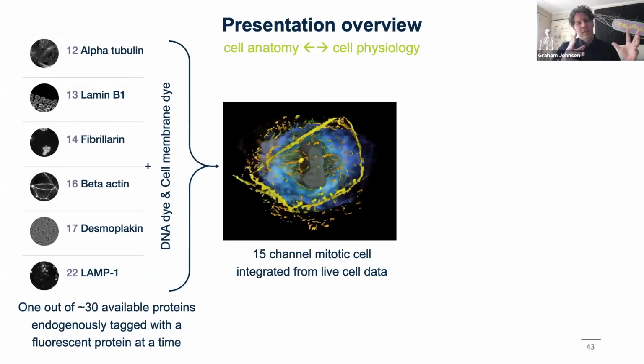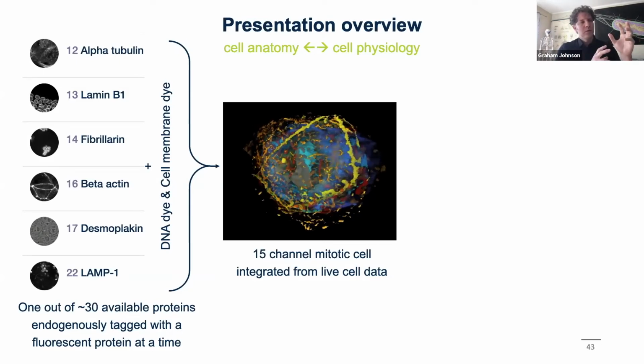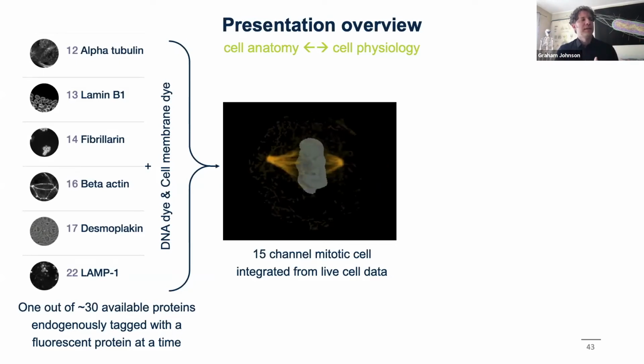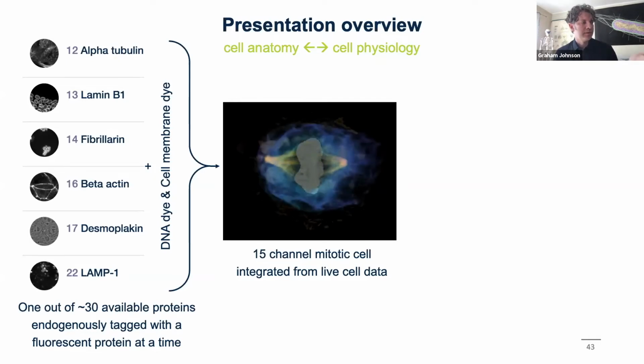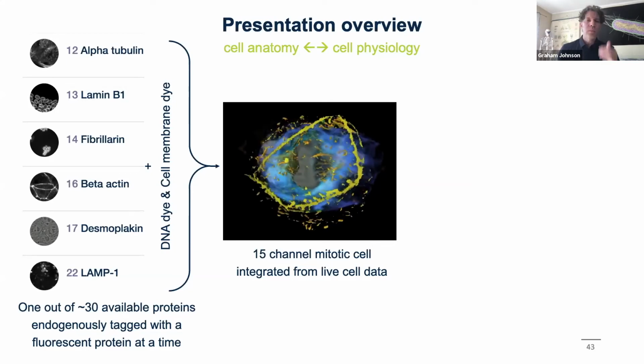So how do we then take all those individual images of proteins and put them back together to create, for example, the cell in the middle with 15 channels all visible at once?